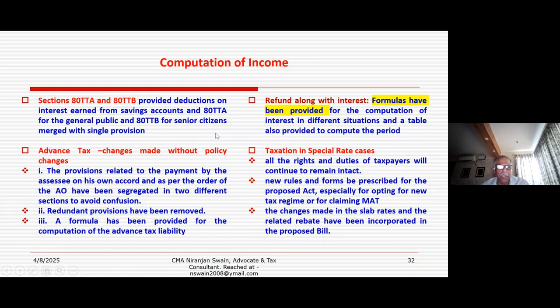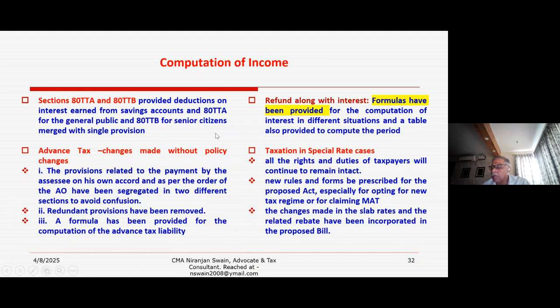Advance tax, there is no change at all. Policy changes are not there, the same percentage remains, and no major changes have taken place. Refund interest, I already told you. Special rate tax remains the same. So they have not touched, in the IT Bill 2025, MAT or AMT, carry forward of AMT, and tax rates of 15, 20, 22%, 15%, 25%, and with certain criteria 30%.